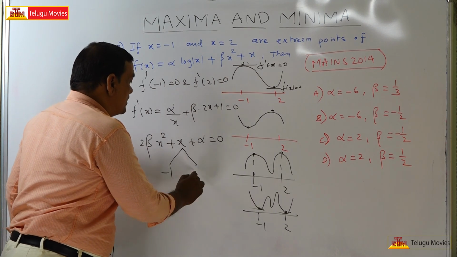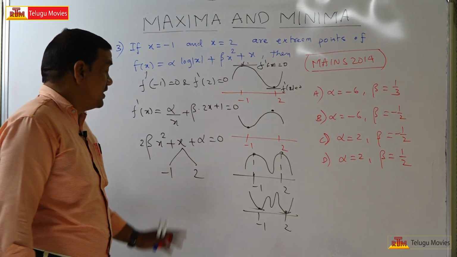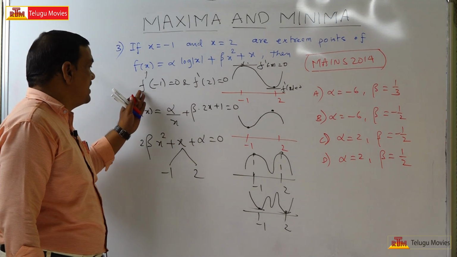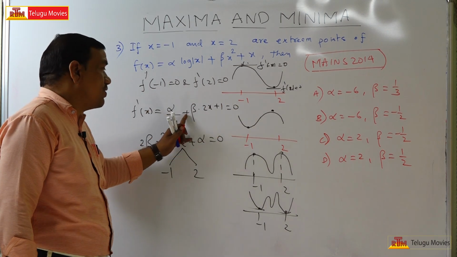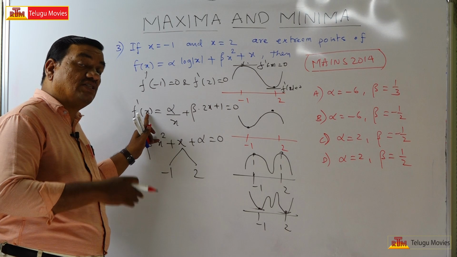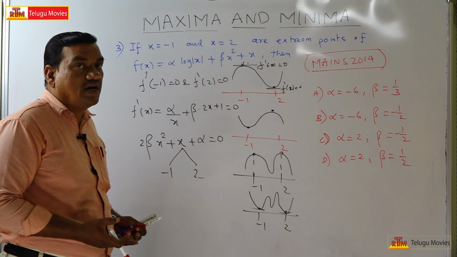What are they? Minus 1 and 2. This quadratic equation has two roots. What are they? Minus 1 and 2. Why? Because f dash of minus 1 and f dash of 2 are also equal to 0, no? That means this quadratic equation should be satisfied by minus 1 and 2. That means minus 1 and 2 are the roots of this quadratic equation.